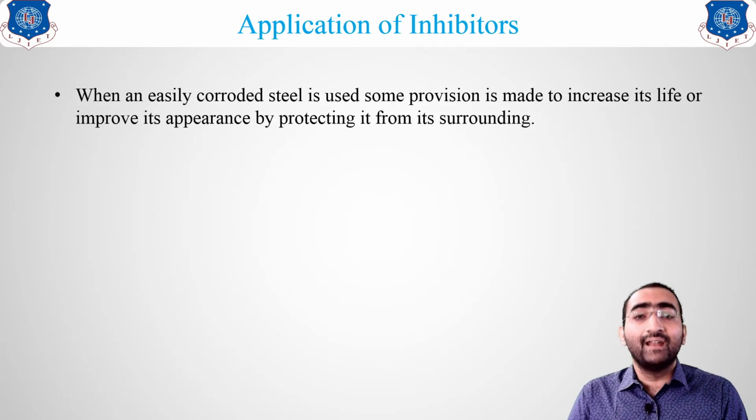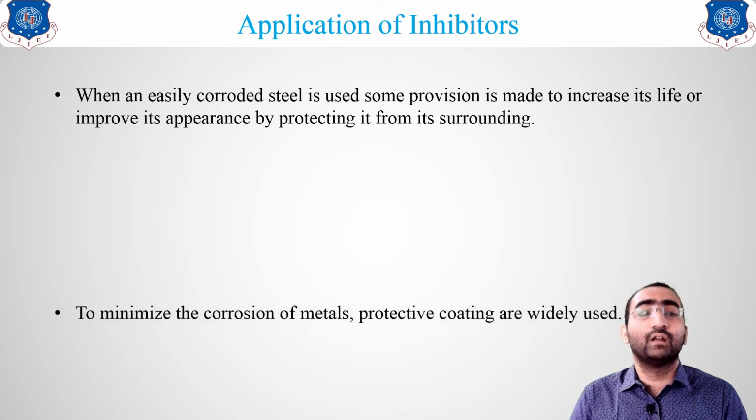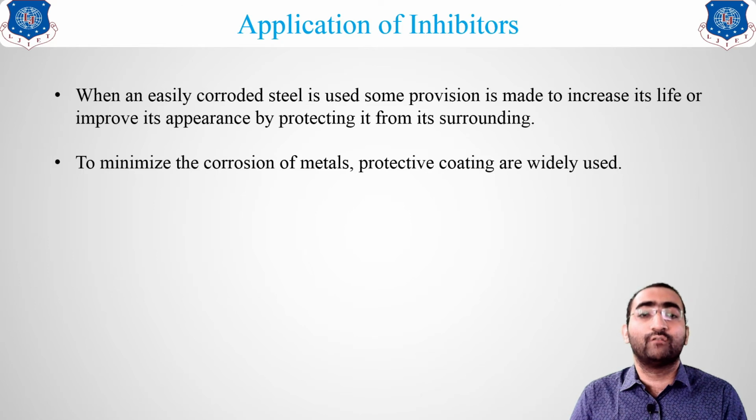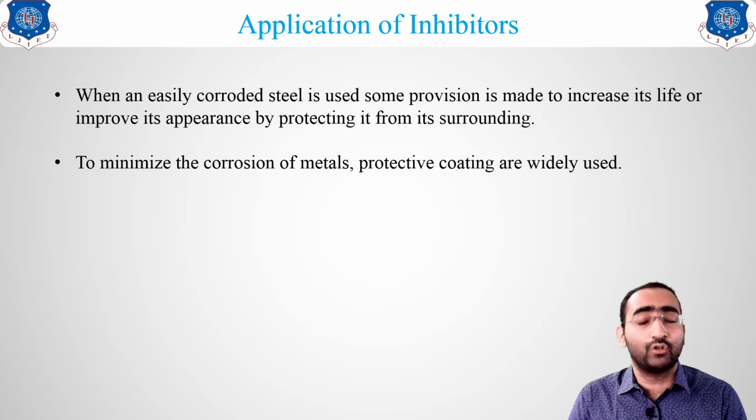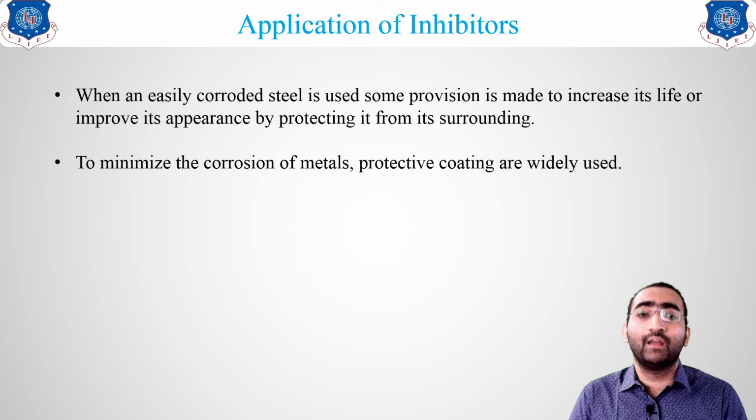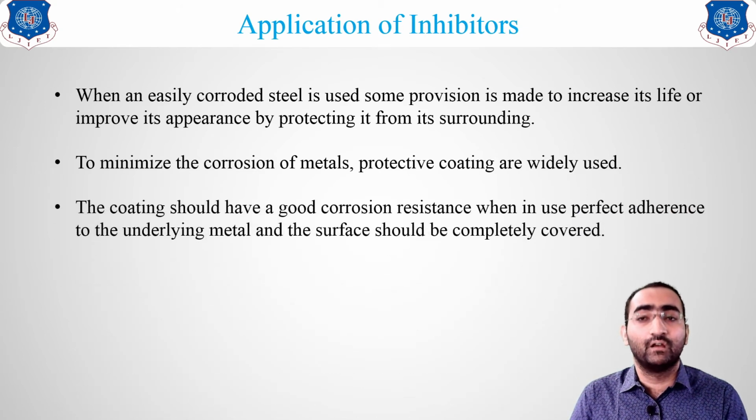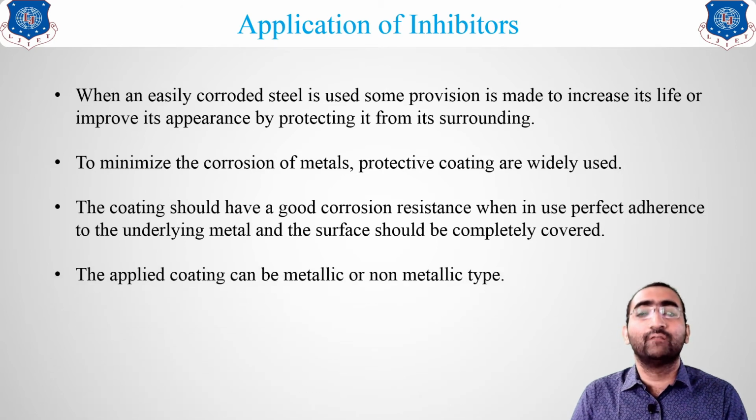Then when an easily corroded steel is used, some provision to increase its life can be made with the help of these inhibitors. To minimize the corrosion of the metal, protective cathodic coatings are also made. So our material will be safe enough. Whatever coatings we use should have good corrosion resistance and perfect adherence to the underlying surface. The surface should be easily covered so that oxygen or hydrogen will not be allowed to go inside the material, and as a result it will be safe enough.